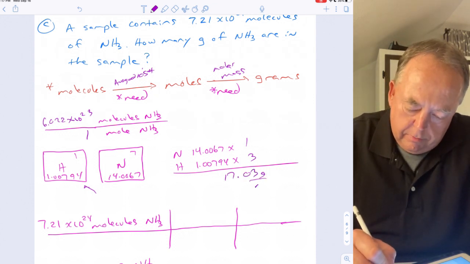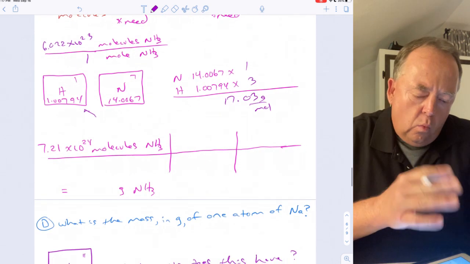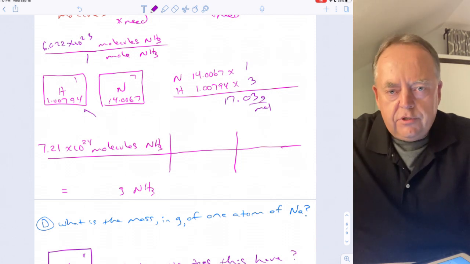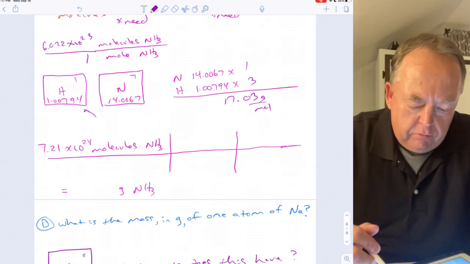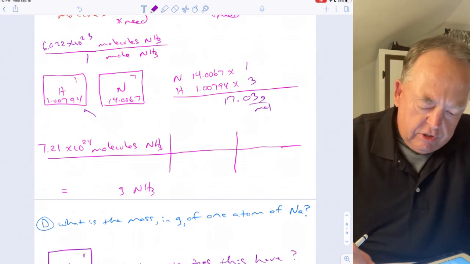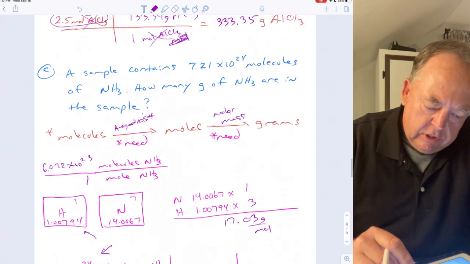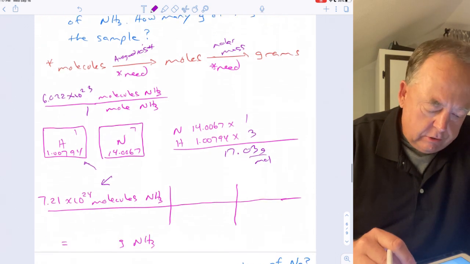17.03 grams per mole. So we could do this one conversion at a time, or we could set up multiple conversions at a time. It doesn't matter, however you want to do it. I'll show you how we could just do the multiple conversions to get all the way from the start to the end through a sequence of calculations. So we start with what was given, 7.21 times 10 to the 24 molecules of ammonia.